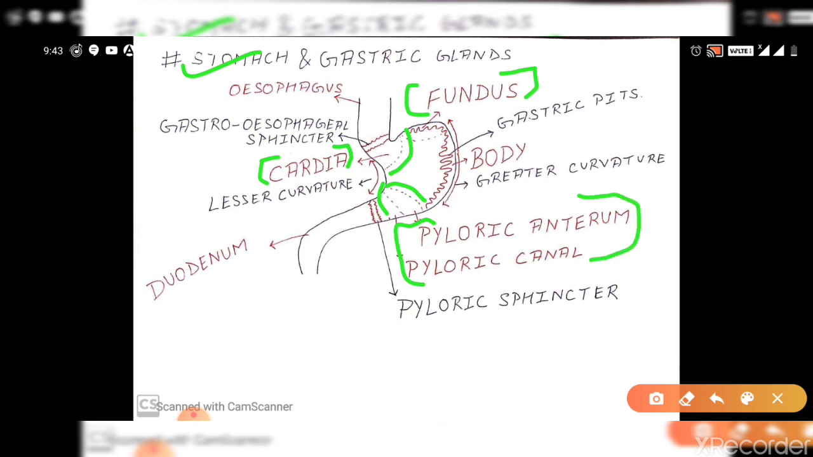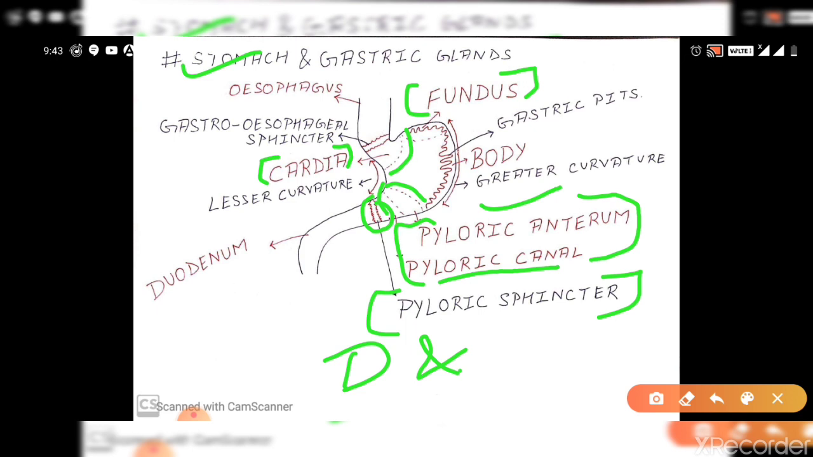It is divided into two parts. The upper part is the pyloric antrum and the lower part is the pyloric canal. Near the pyloric canal, one sphincter is present, as you can see. It is called the pyloric sphincter. It guards the entry of food between the duodenum and stomach.